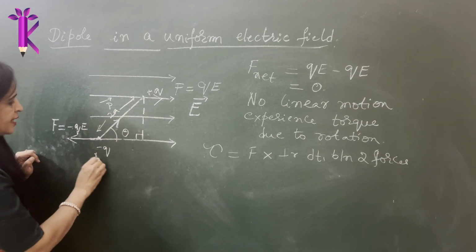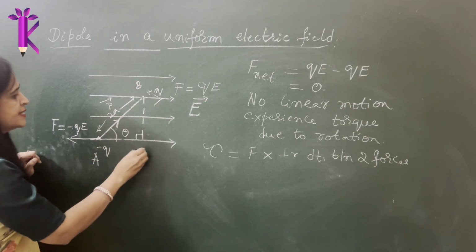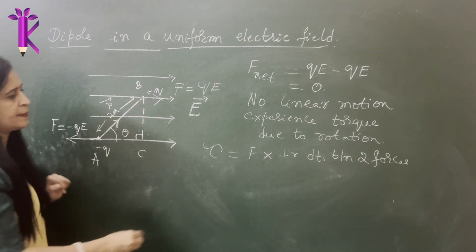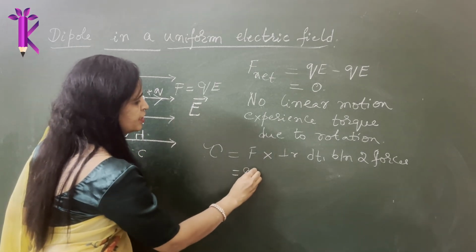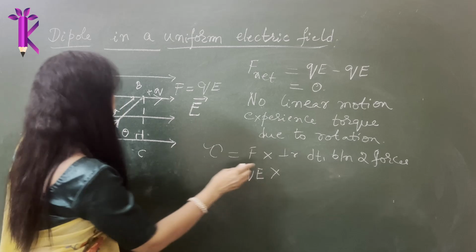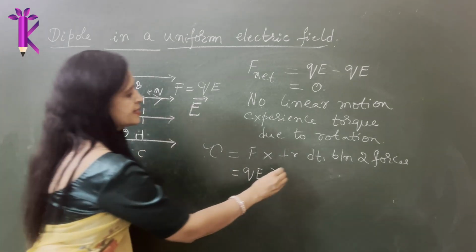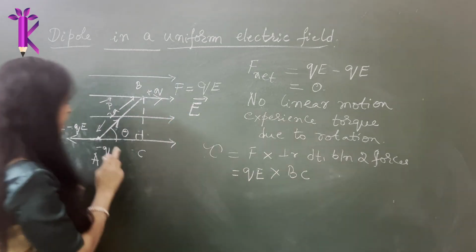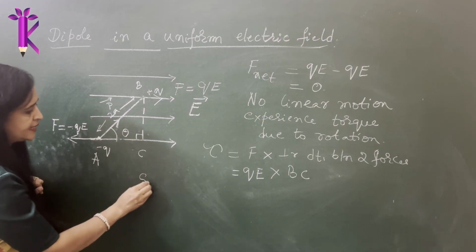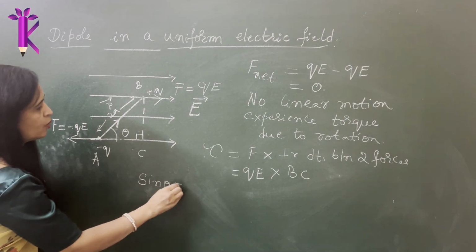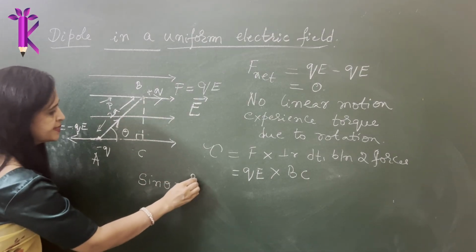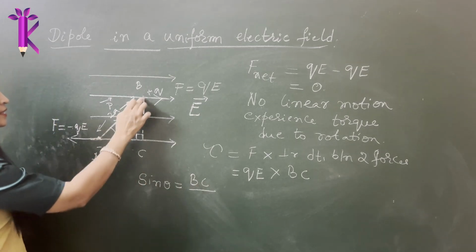Let's name this triangle as A, B and C. We need to calculate the perpendicular distance. How much is the force? Force is QE. What is the perpendicular distance? The perpendicular distance is BC. So if I use this, sine theta will be equal to the opposite side, which is BC, divided by AB.